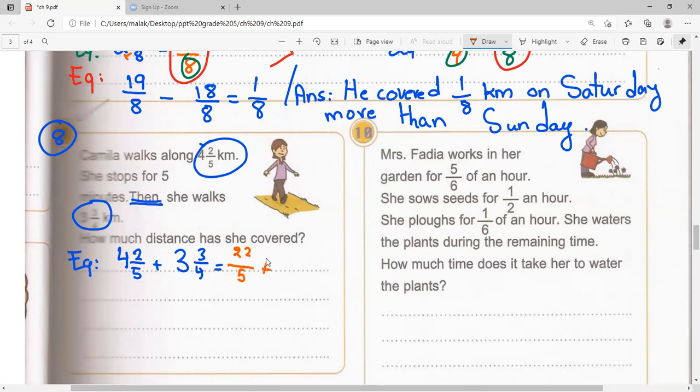4 times 3 is 12. Yes. 12 plus 3 is 15 over 4. Now we are adding two fractions of different denominators. How will we add them?